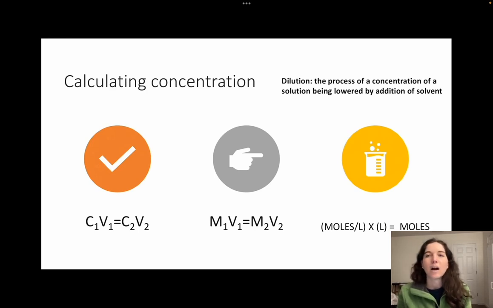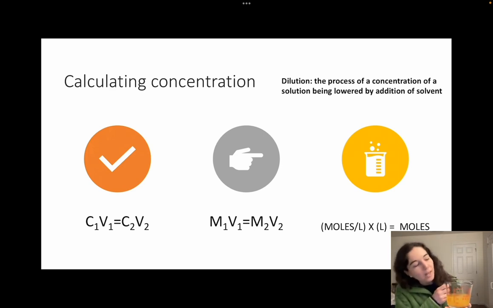Let's take a look at a common process that you're going to be doing in the lab in chemistry. Something that we're always working with are dilutions. So you might have a solution with a certain concentration. This is a colored solution. And a lot of times solutions aren't the right concentration. We might need to weaken them in order to work with them.